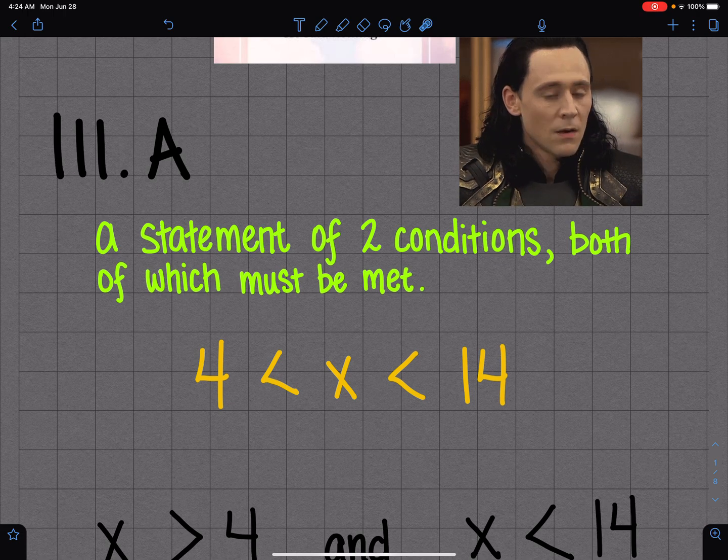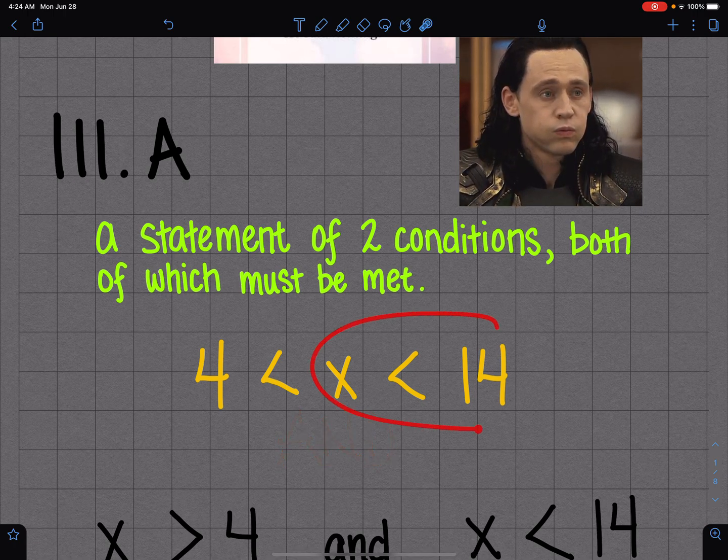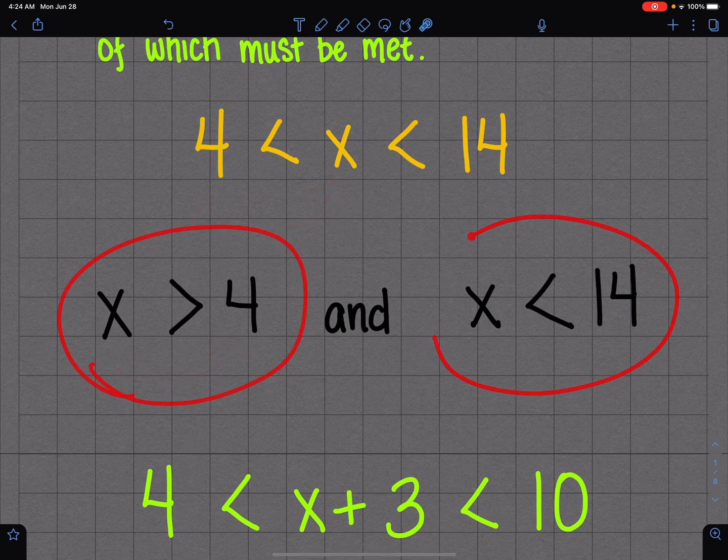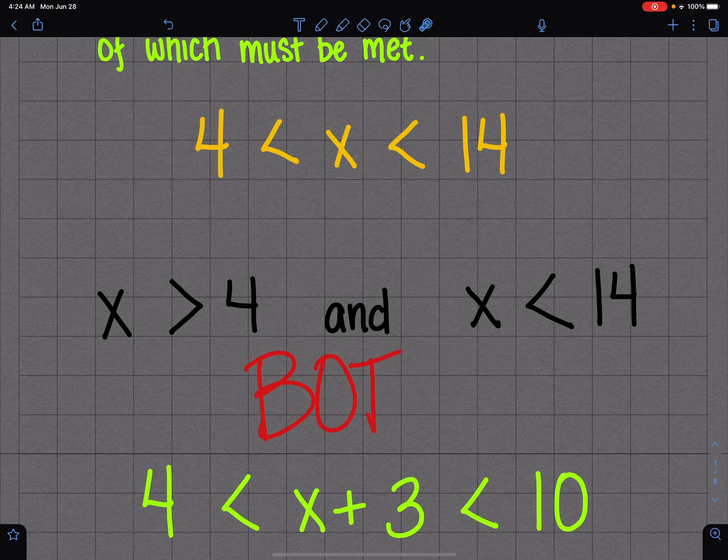Okay, so what does this say? This tells us that x has to be greater than 4 and this word is important, and x also has to be less than 14. So these are the two conditions that have to be met. X is greater than 4. They just wrote it a little bit backwards compared to this, right? But that's okay. X is greater than 4 and x is less than 14. And we have to have both because of the word and. So in other words, these conditions have to be overlapping, right?